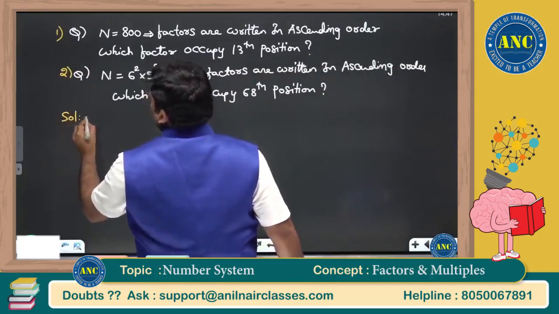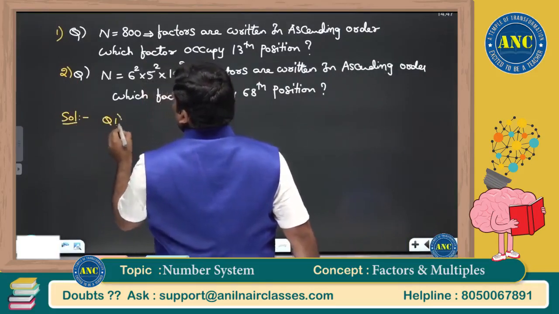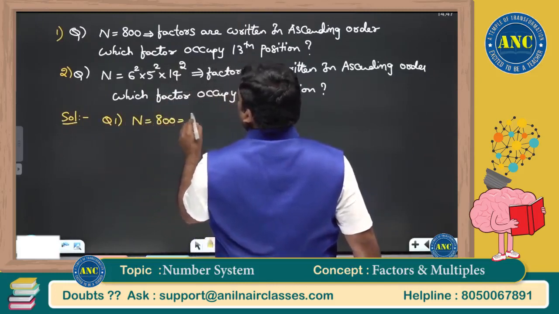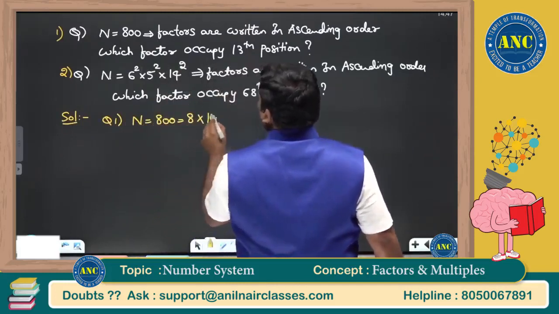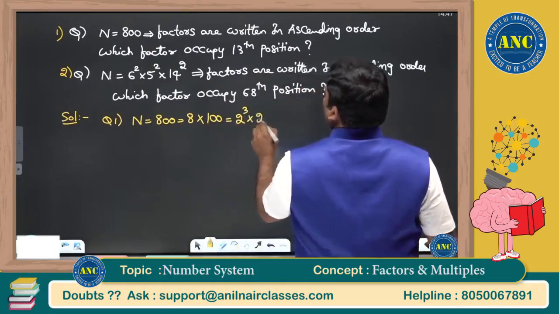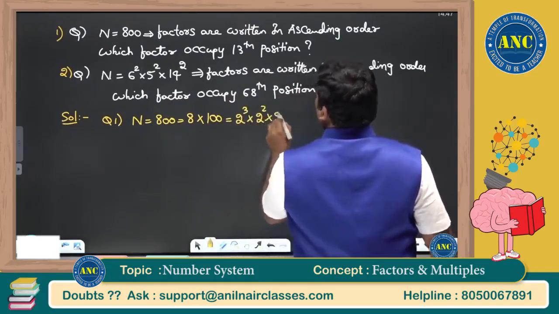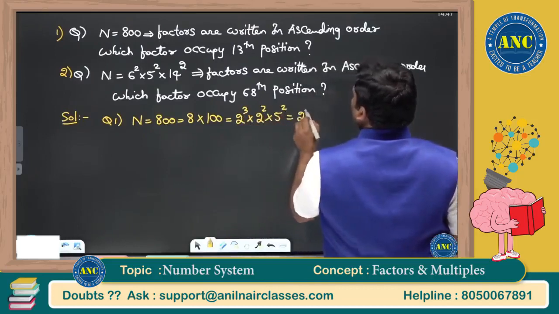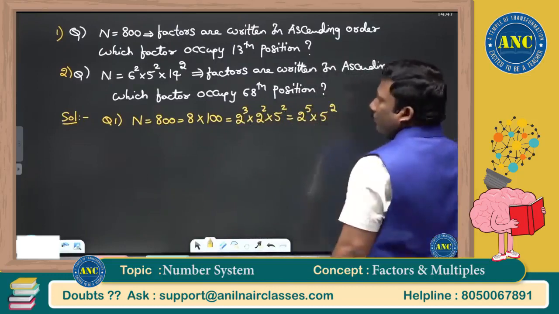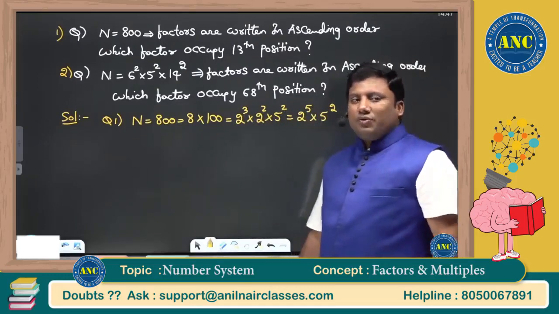Solution. Question number 1. N is 800. 800 can be written as 8 into 100. 8 can be written as 2 cube. 100 is 2 square into 5 square, so the number can be written as 2 power 5 into 5 square.